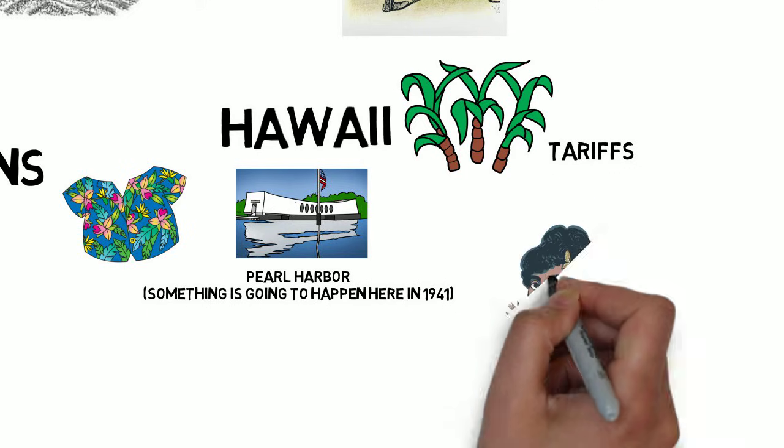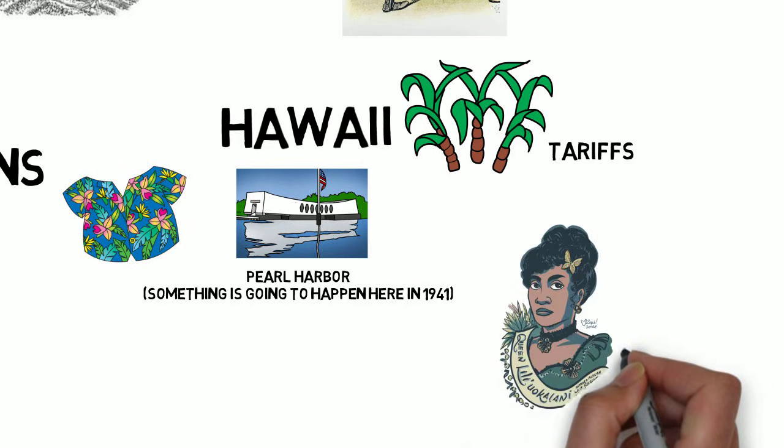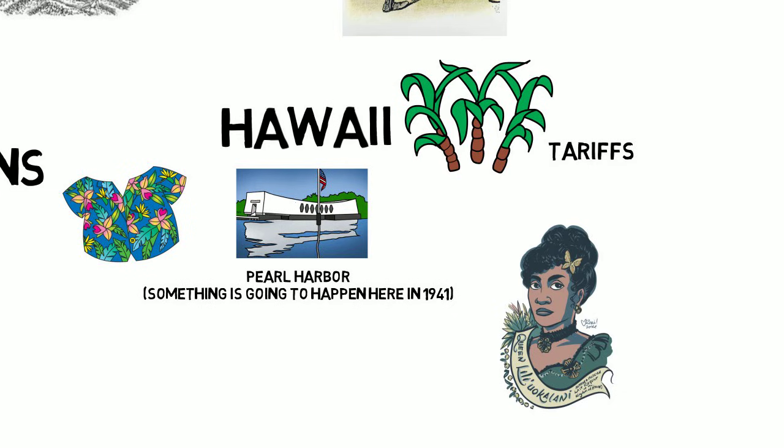In 1887, prominent sugar planters pressured the Hawaiian king to accept a constitution that limited his authority. By 1890, American sugar growers had exerted much influence over Hawaii. They wanted Hawaii to become part of the United States so that they could avoid paying tariffs.